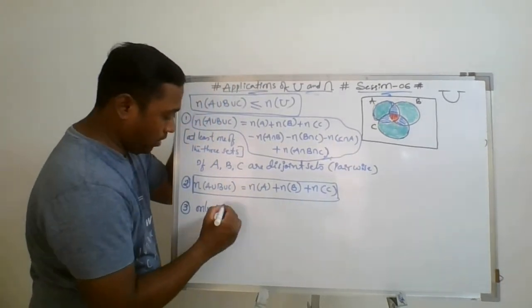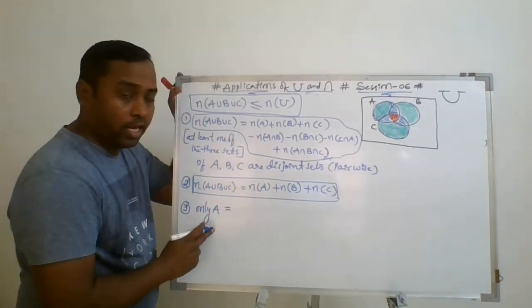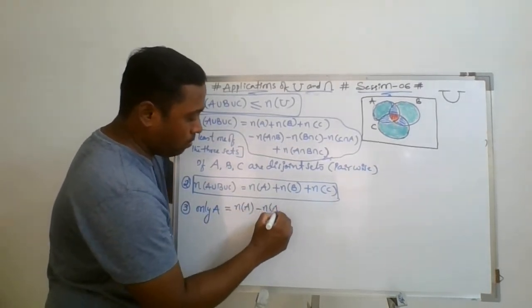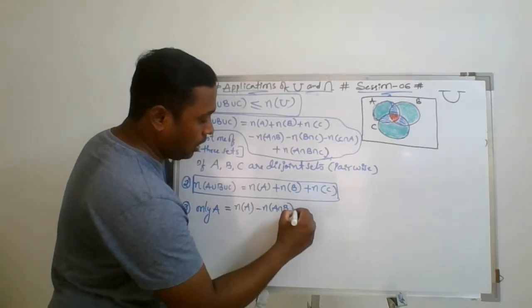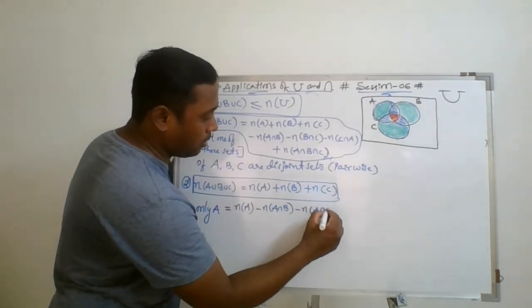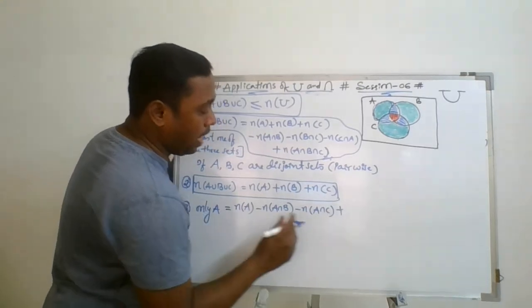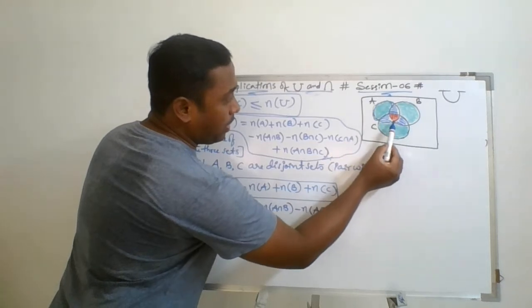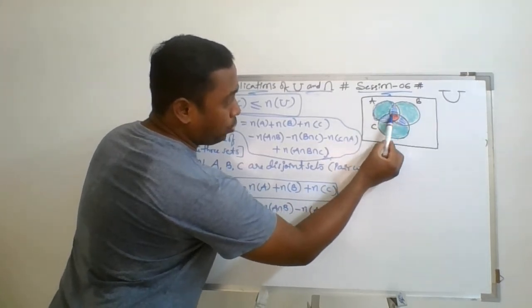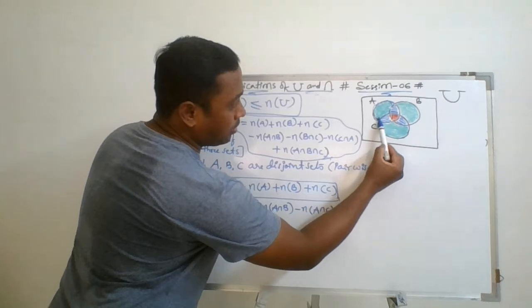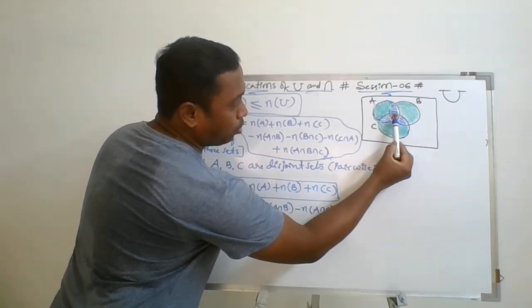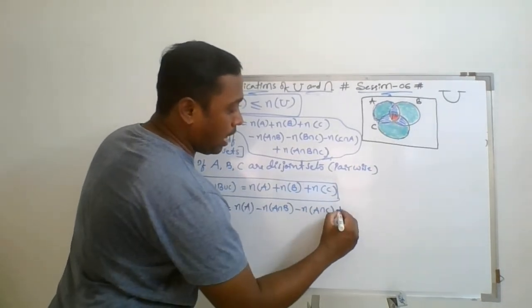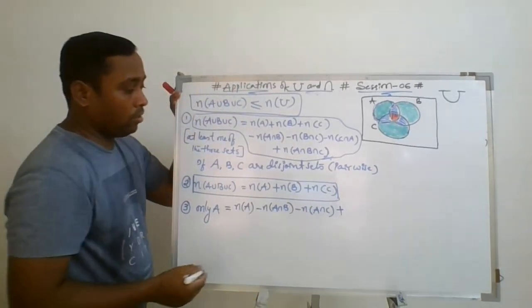So that is what I am doing. Only A means number of A minus number of A intersection B minus number of A intersection C. But while I am removing these two areas, याद रखना सर्कल A में से A इंटरसेक्शन B पोर्शन हटा रहा हूं और A इंटरसेक्शन C पोर्शन हटा रहा हूं, तो ये पोर्शन क्या हुआ? कंप्लीटली गायब हो गया. तो आई नीड टू ऐड दैट पोर्शन वंस.